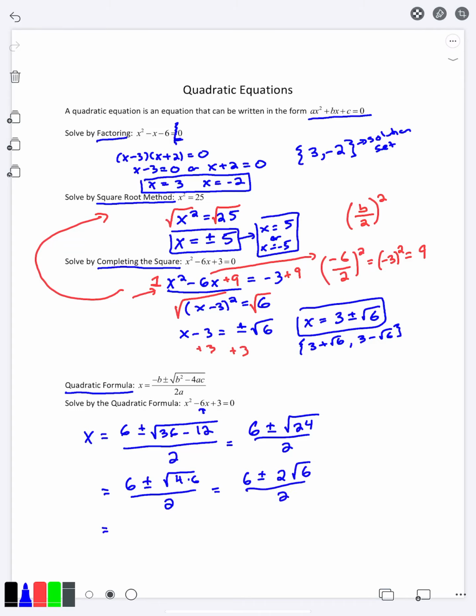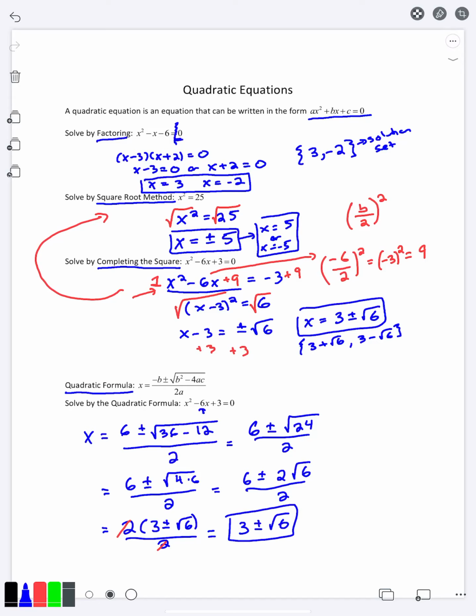And then this is something I see a lot of students making a mistake on, so be very careful here. I cannot just cancel the 2 on the bottom with the 2 on top, because I'm adding on top. I have to be multiplying to cancel it out, so I'm going to factor 2 out on top. 3 plus or minus 1 root 6. And once I make it multiplying by 2 on top instead of adding, I can cancel. And I get the final answer here, which was the same as completing the square.